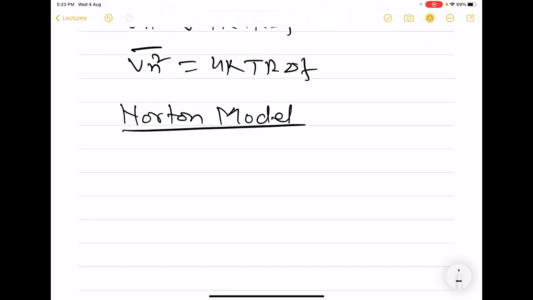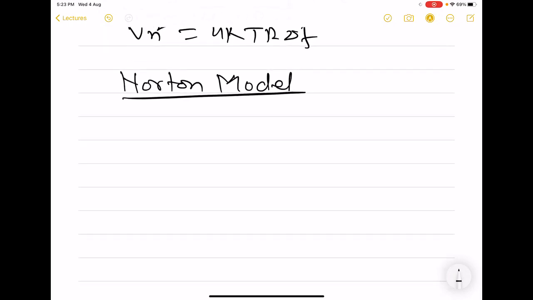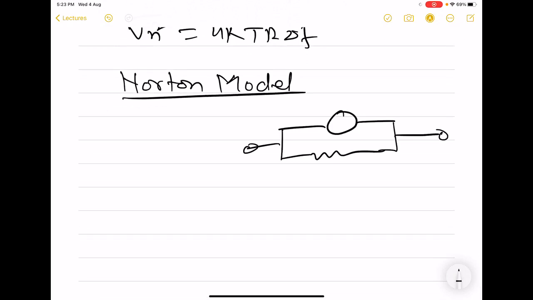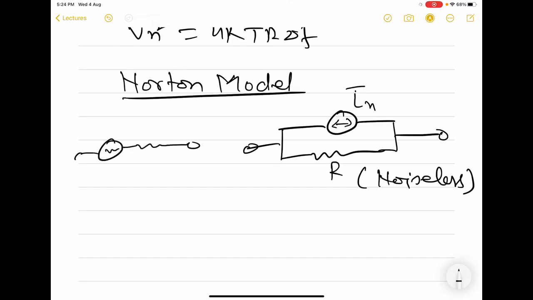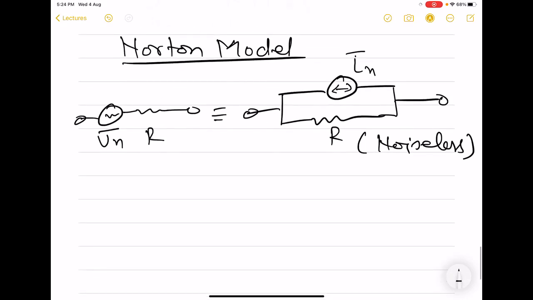So in the Norton model, we will have to incorporate a current source, and the current that will flow through the noiseless resistor. This is noiseless, and here we have a current source, and I'm showing it by double-sided arrow again to mean that this is noisy. This should be equal to what we get from the previous model, right? So this is how we will calculate the IN.